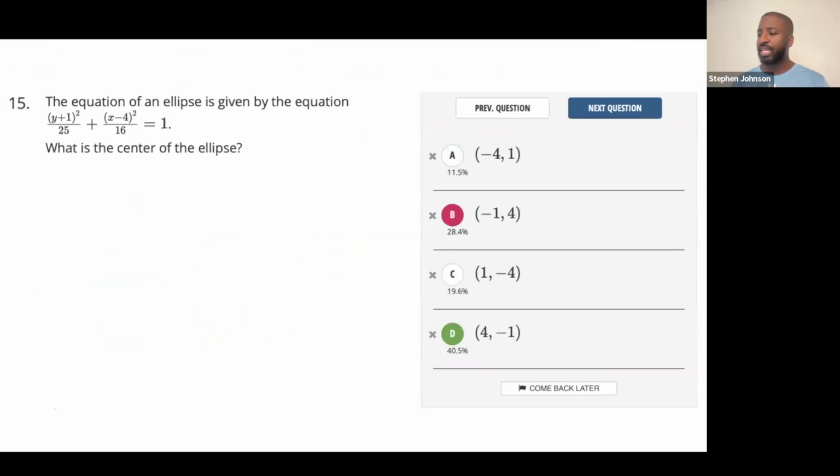Next question. The equation of an ellipse is given by this equation. What is the center of the ellipse?